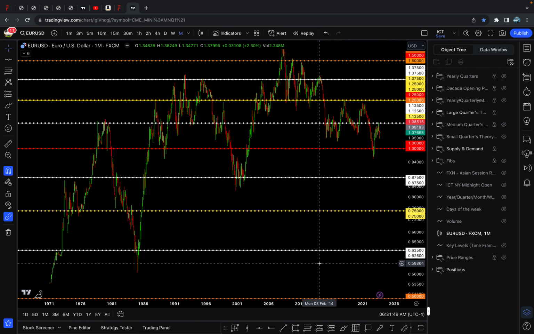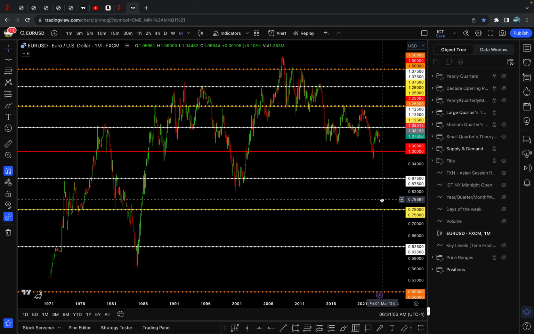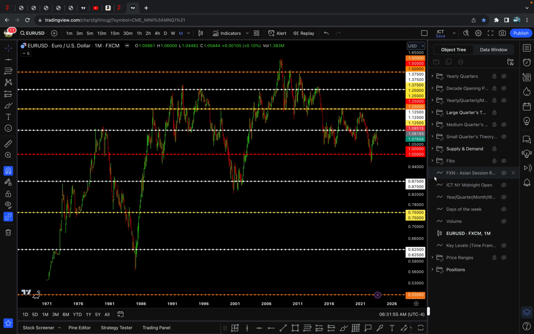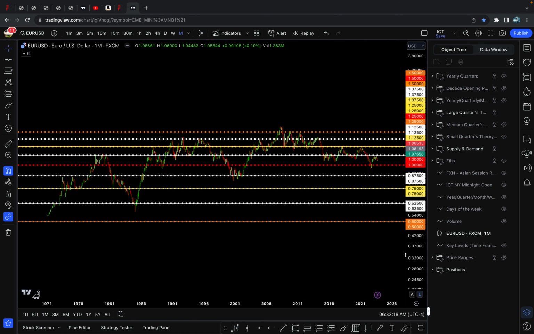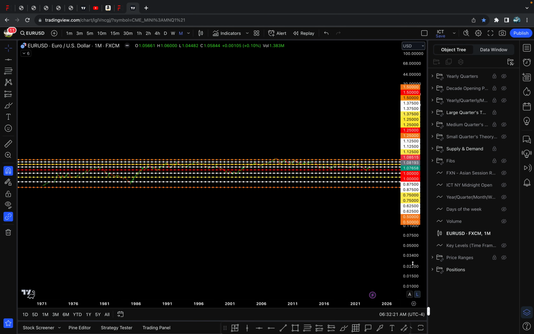Alright, today's video is on the quarters theory levels. I don't claim to be an expert on quarters theory, but I just wanted to show you what I am doing. And so this is the monthly chart. We have all of the price action that we have available visible from 1971 to 2023.